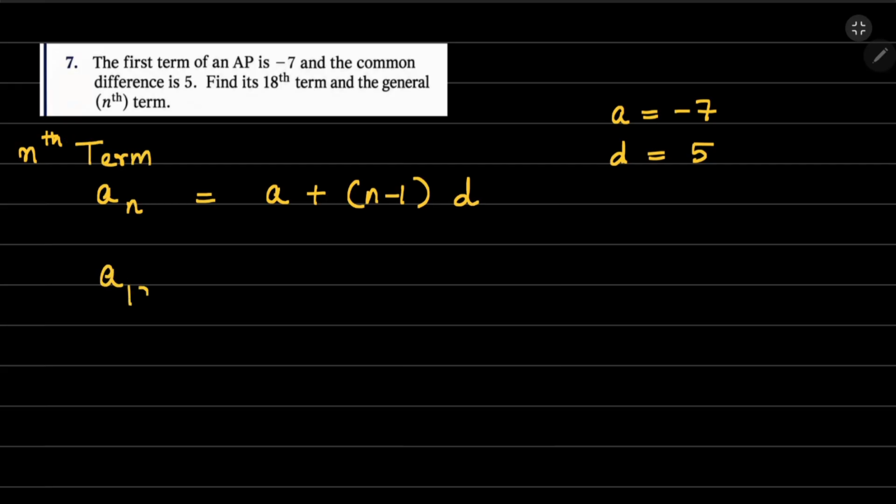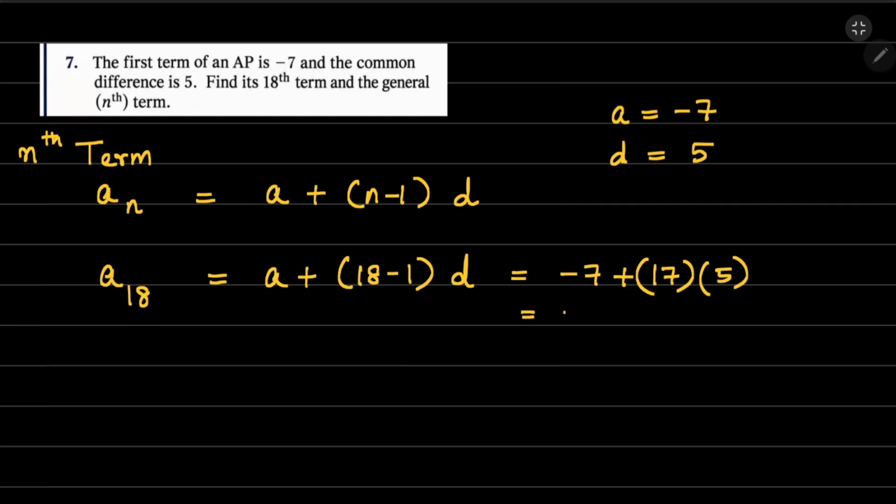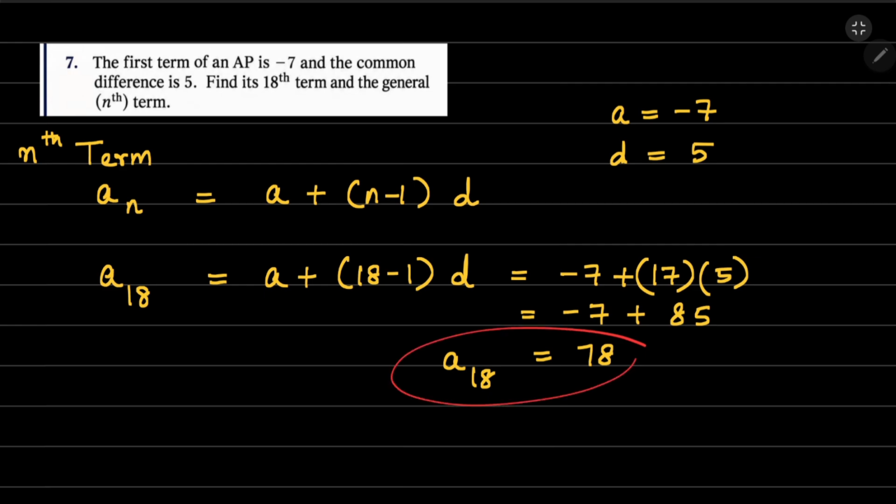Therefore, the 18th term will be A18 equal to A plus 18 minus 1 into D. Let's substitute. A is minus 7 plus 18 minus 1 is 17 into D. What is D? 5. So minus 7 plus 85. 85 minus 7 is 78. So therefore, the 18th term will be 78. So this is your first answer.